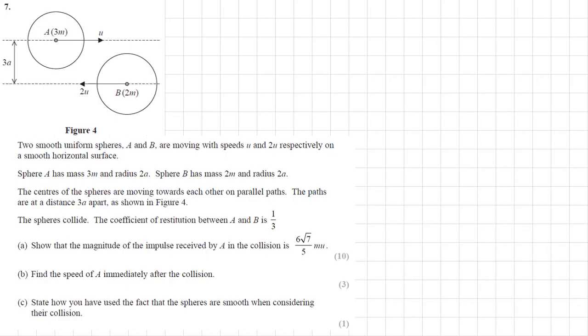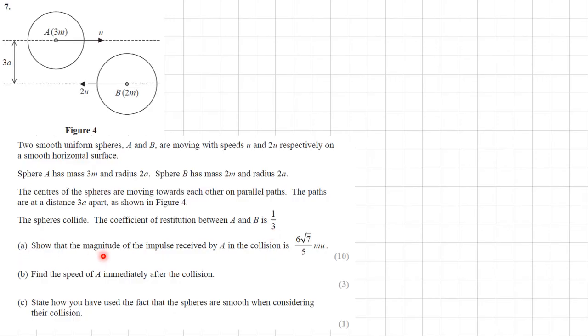Question 7. Two smooth uniform spheres A and B are moving with speeds u and 2u respectively on a smooth horizontal surface. Sphere A has mass 3m and radius 2a. Sphere B has mass 2m and radius 2a also. The centres of the spheres are moving towards each other on parallel paths. The paths are at a distance 3a apart, as shown in figure 4, this diagram here. The spheres collide. The coefficient of restitution between A and B is 1/3.